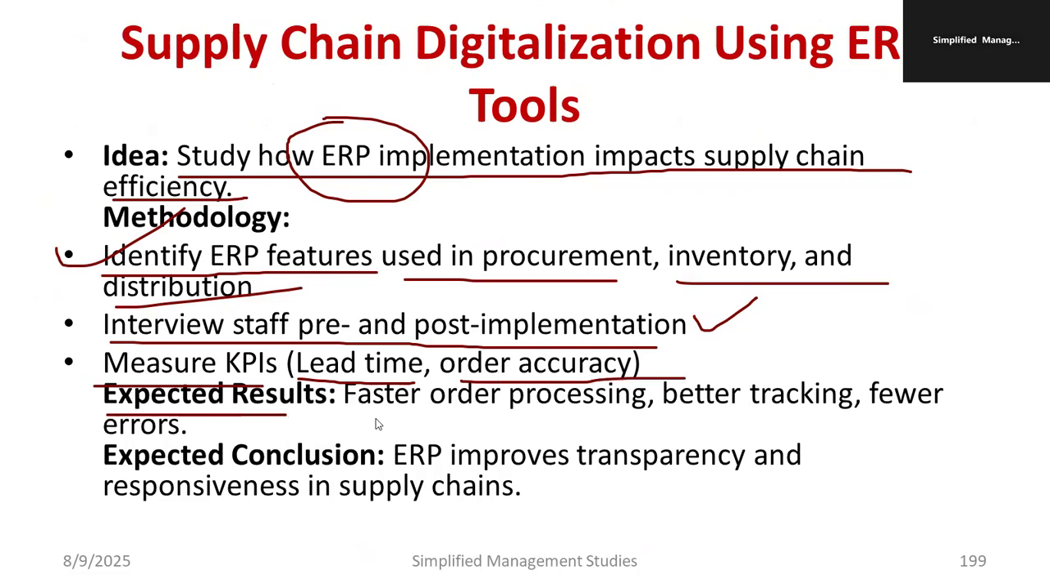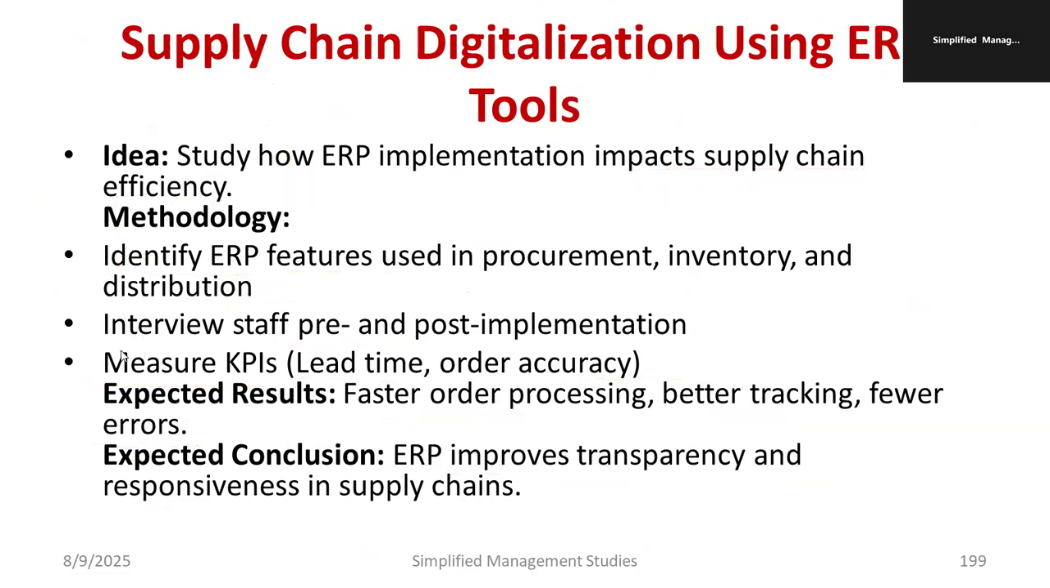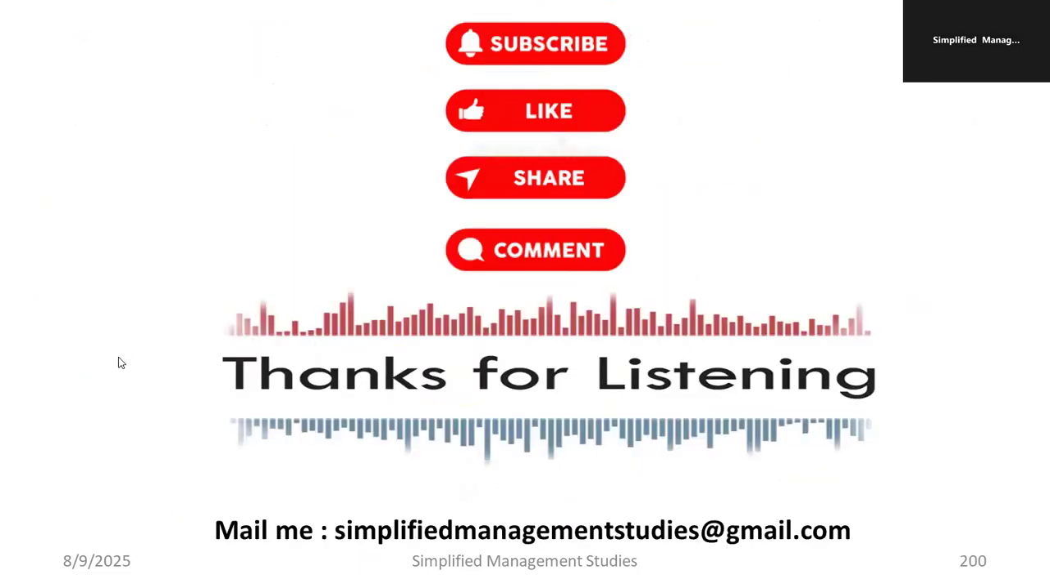So what could be the expected result? Faster order processing, better tracking, and fewer errors. These are the expected results. The conclusion is that ERP improves the transparency and responsiveness in the supply chain. Ultimately, that is the expected conclusion. So this is what exactly you need to prove in the project. At the end of the result, better go for quantitative so that your result will be more valid.